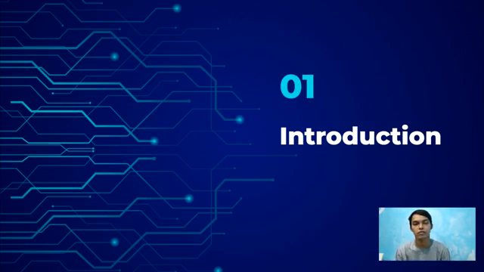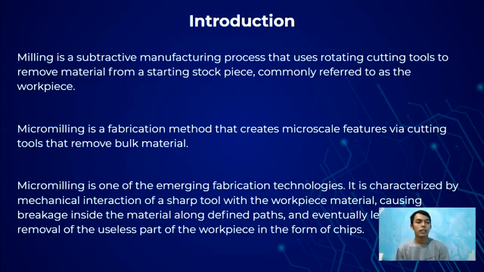First, introduction. Milling is a subtractive manufacturing process that uses rotating cutting tools to remove material from a starting stock piece, commonly referred to as the workpiece. And then, micromilling. Micromilling is a fabrication method that creates microscale features via cutting tools that remove bulk material. The difference between milling and micromilling is the accuracy and detail in forming the workpiece.